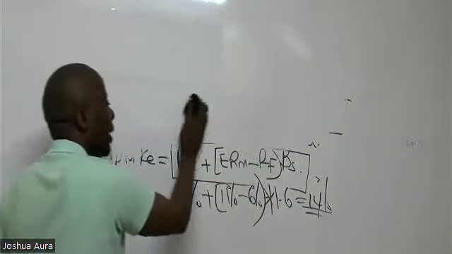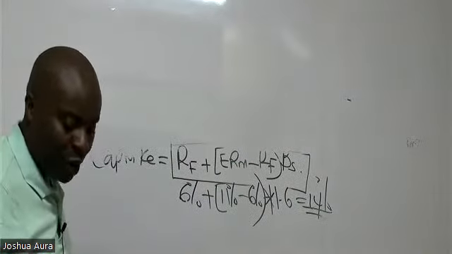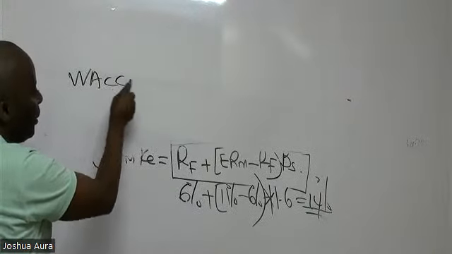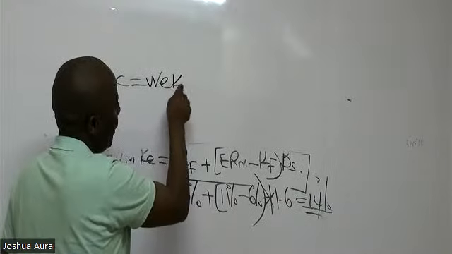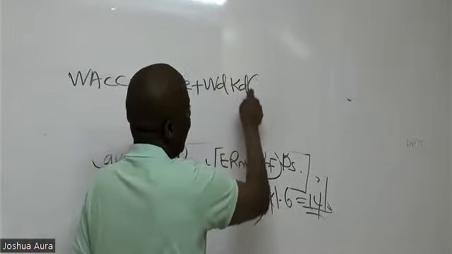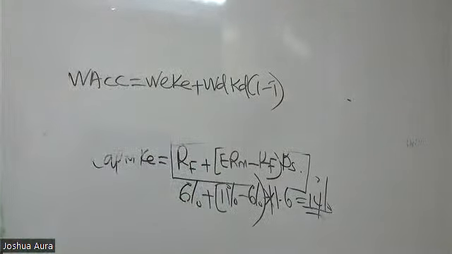It's not lost on us really what you're supposed to do in this question. What you're supposed to do in this question is to get the famous WACC. So WACC, in this case, we know that it is weight of equity times cost of equity, plus weight of debt times cost of debt. But now this has to be adjusted for taxation.